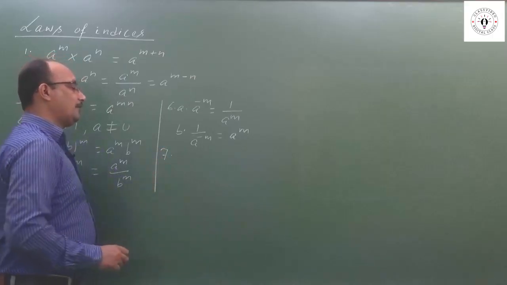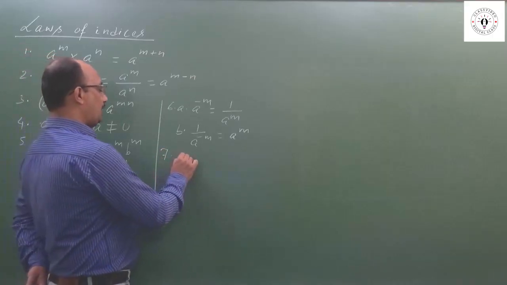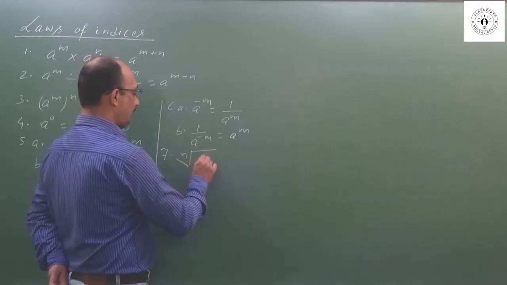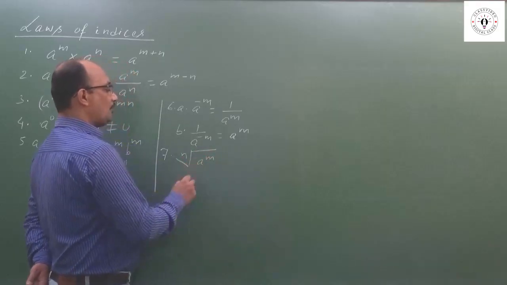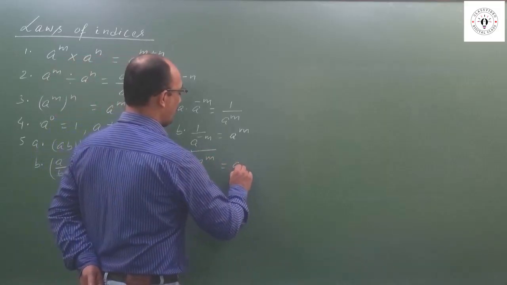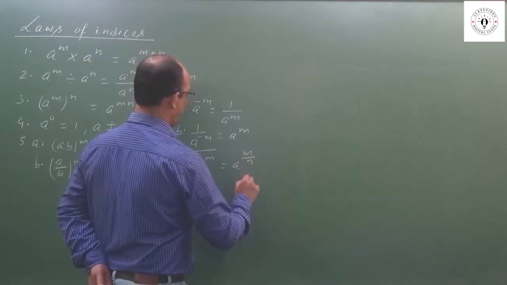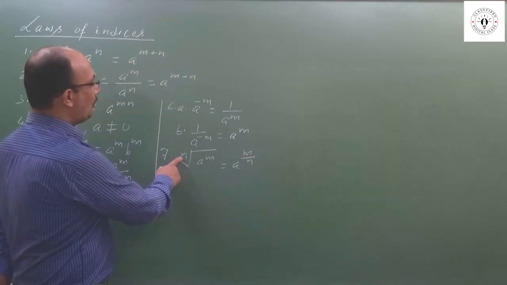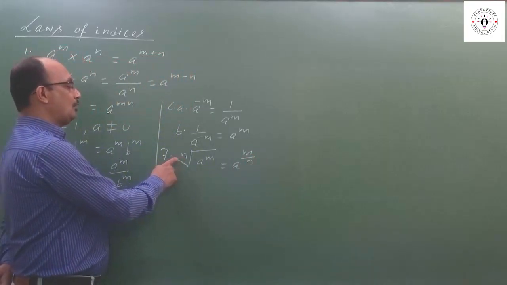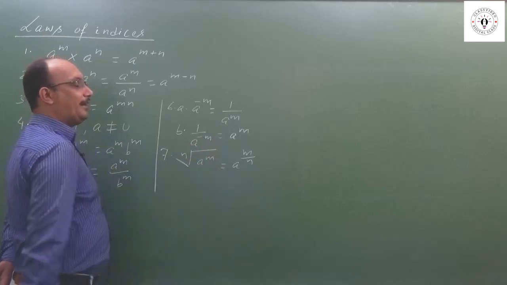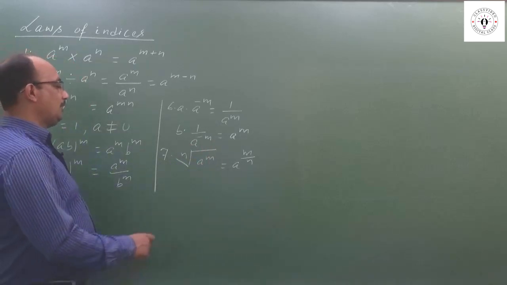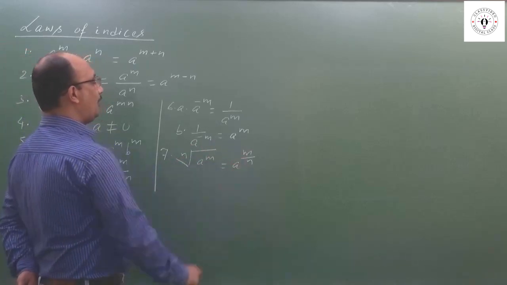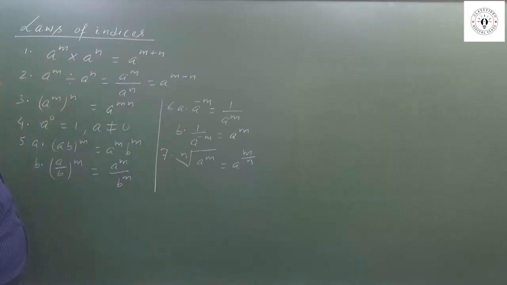Last law of indices is nth root of a to the power m. Nth root of a to the power m equals to what we know? A to the power m upon n. This n is called order or index. So when we remove the radical sign or root sign, then this order divides the power. These are laws of indices. These laws of indices you need to remember while solving the questions of indices.